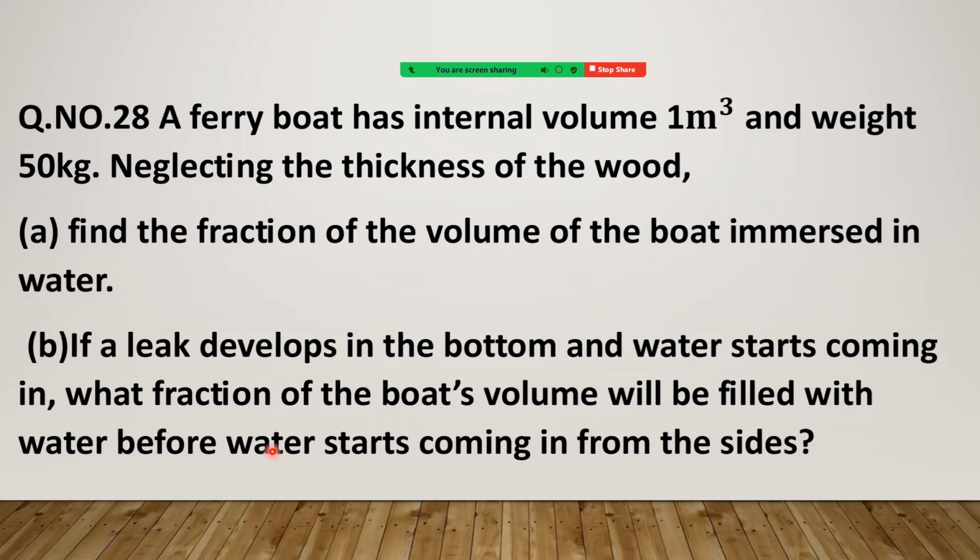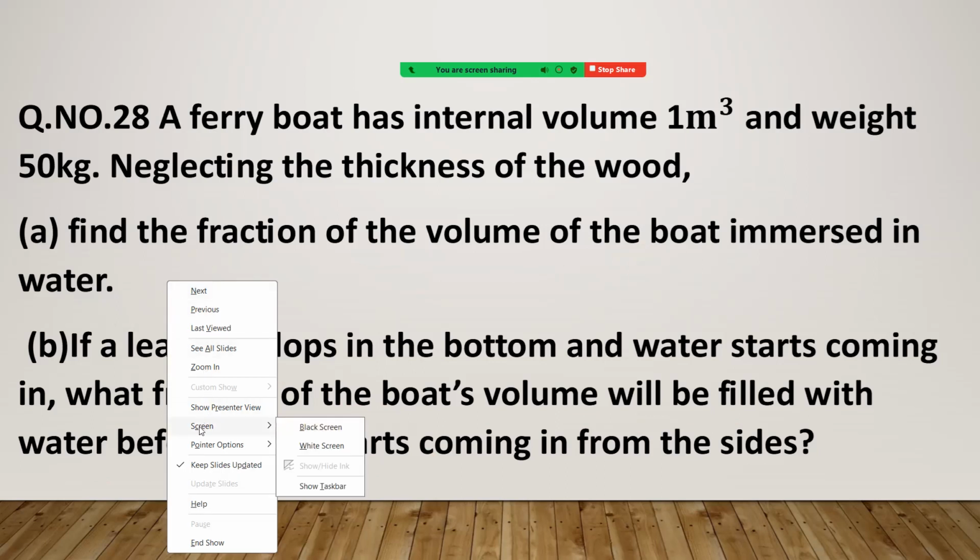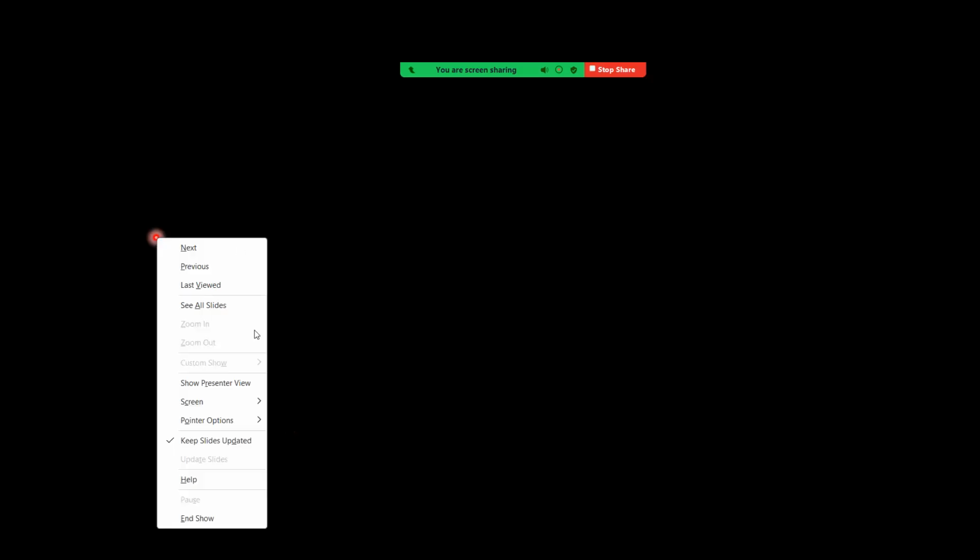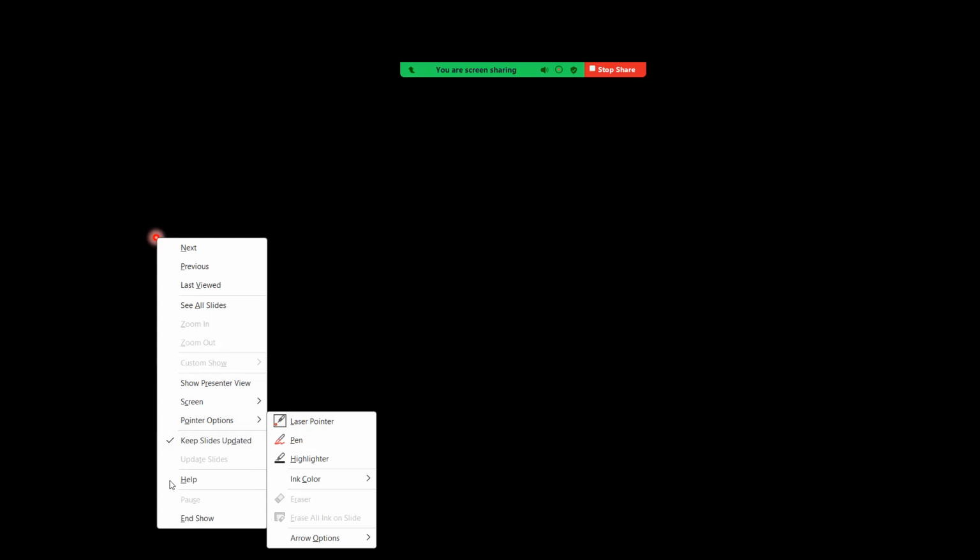So given internal volume 1 meter cube, weight is 50 kg. Okay. Right. First, we have to find the fraction of the volume of the boat immersed in water. See how to start. So it is given a boat.